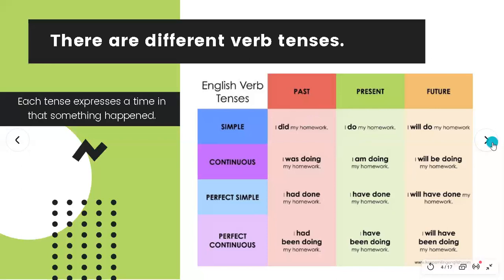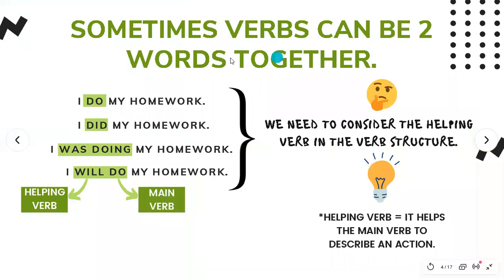And something that is very important is that as we saw in the chart, sometimes verbs can be like two words together, ¿ok? Entonces a veces los verbos pueden ser dos palabras juntas. ¿A qué nos referimos con esto? Lo que estábamos diciendo. Por ejemplo, I do my homework. ¿Cuál sería la acción aquí? Do, ¿no es cierto? Hacer. Y en el pasado, I did my homework. Entonces acá tengo la acción de la oración.